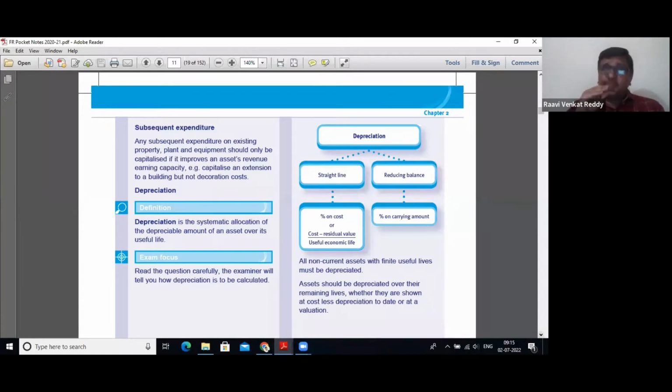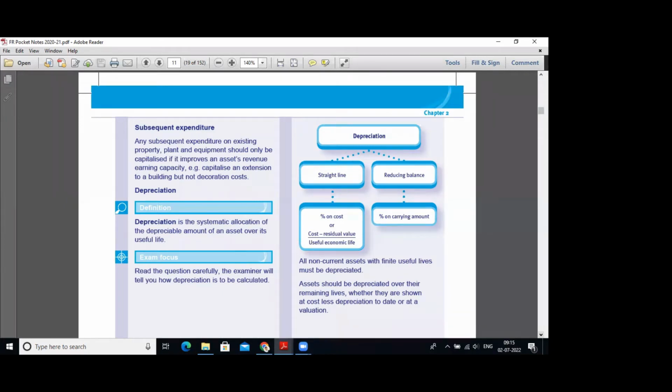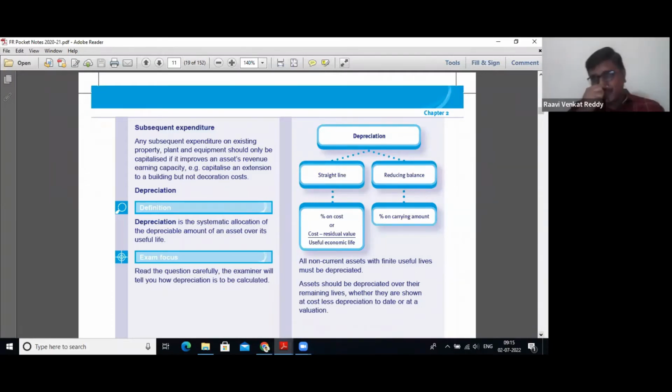Is the useful life of the asset determined by the seller? Suppose I am purchasing a laptop, say a Dell laptop. Does it mean that the Dell company will tell me the useful life of this laptop? Who determines this useful life? The one who is using the asset, the consumer. As you said, the consumer is using the asset. So the consumer will determine the useful life of an asset. Perfect. Any other answers?